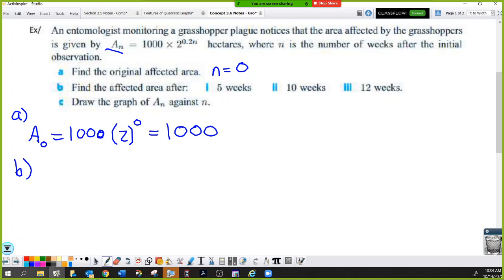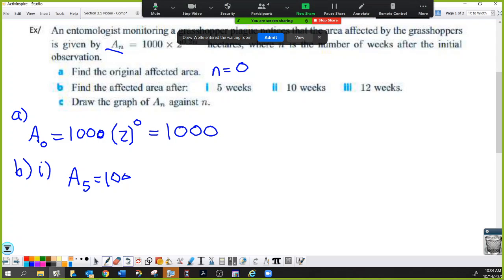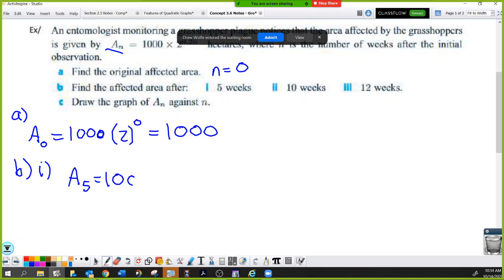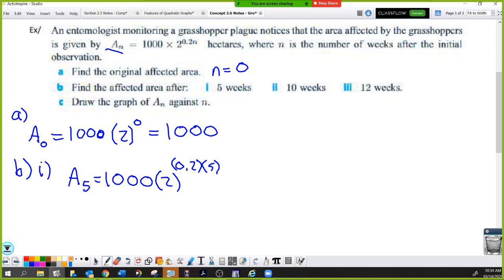Part B, I guess, plug in 5. So A sub 5 is 1,000 times 2 raised to the 0.2 times 5. Which is 1. That's 1,000 times 2 to the 1, or 2,000 hectares.